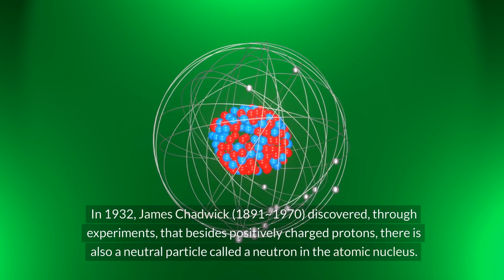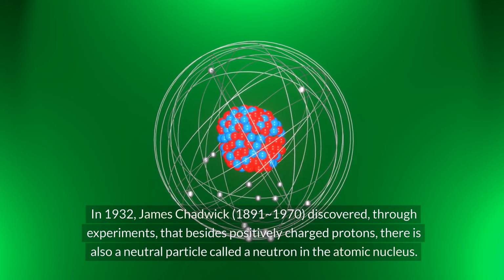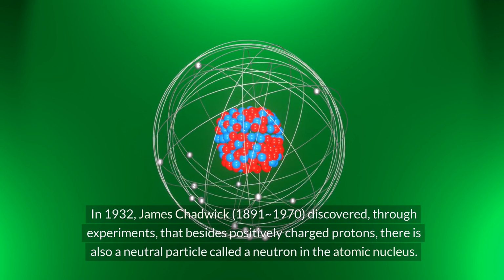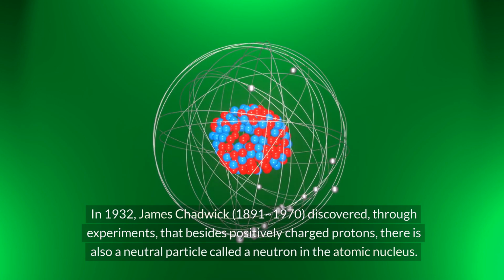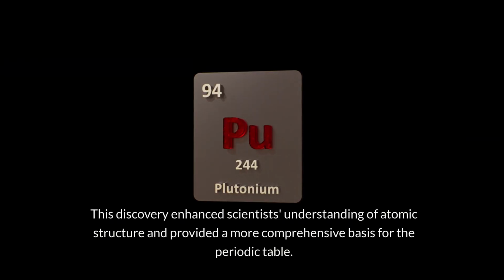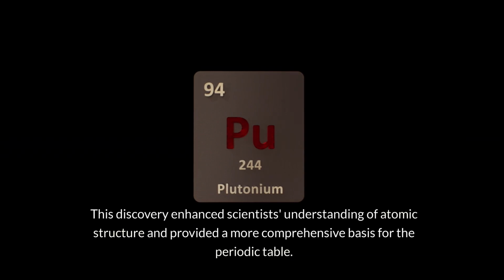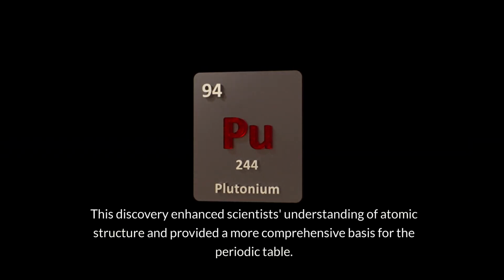In 1932, James Chadwick (1891–1970) discovered, through experiments, that besides positively charged protons, there is also a neutral particle called a neutron in the atomic nucleus. This discovery enhanced scientists' understanding of atomic structure and provided a more comprehensive basis for the periodic table.